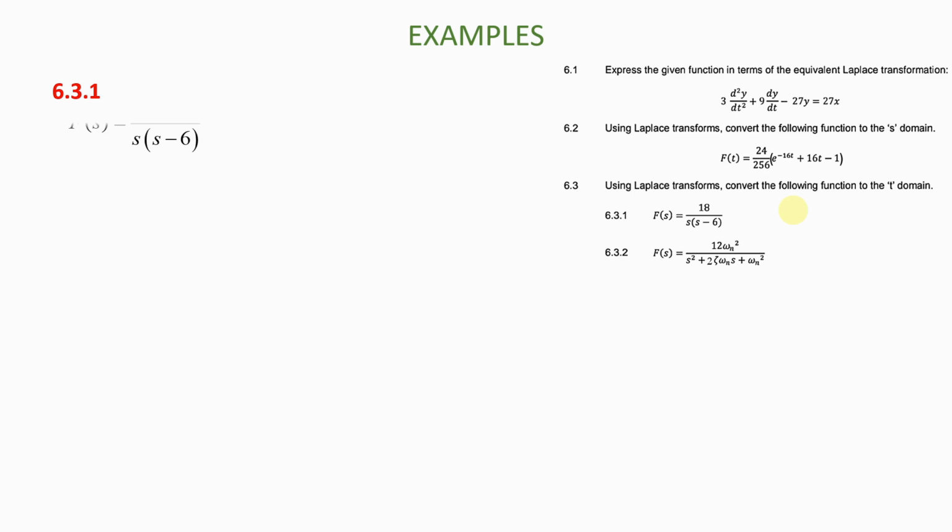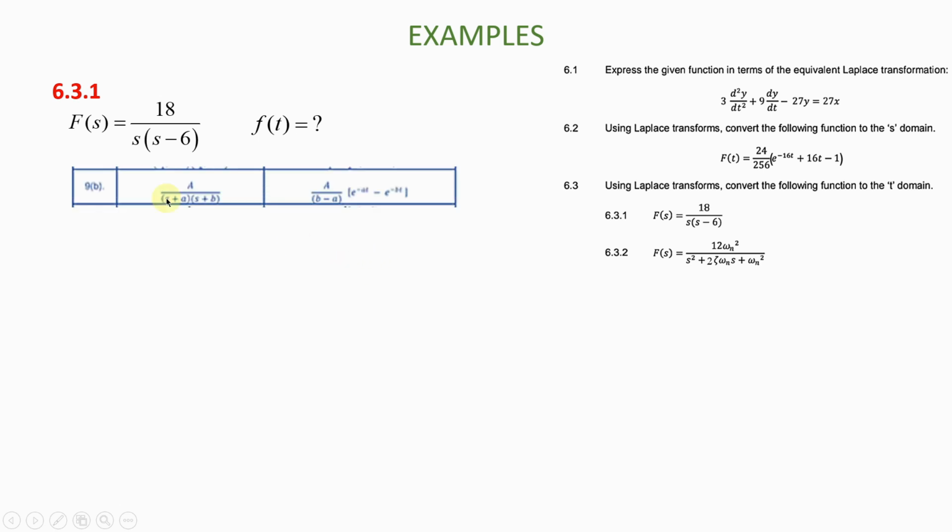Okay, so in this case, we have our F(s), which is this. And of course, we're trying to find f(t), okay? So if you look in the table, you will see that row 9b, okay? If you look at row 9b in the table, you will see that you have a function in the S domain that looks like this: A over (s plus a) multiplied by (s plus b).